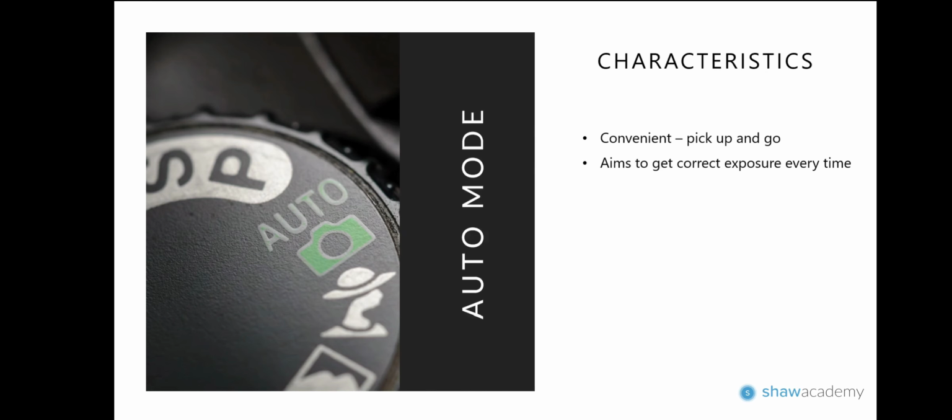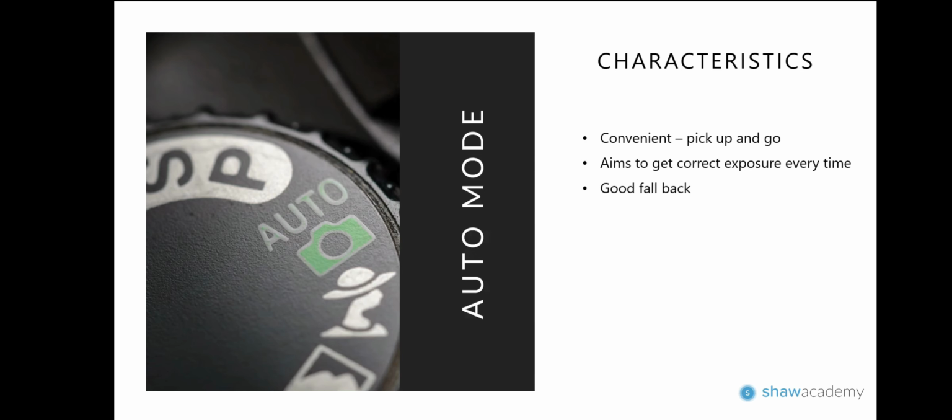So all it knows is that it wants to get the right amount of light into the camera to make sure that the picture looks good. It does not know anything about your creative ideas about a shot, whether you want to control the motion using shutter speed, whether you want to have a nice shallow depth of field using aperture. It doesn't know anything about this. It just wants to get the right exposure, so we sacrifice control using auto mode.